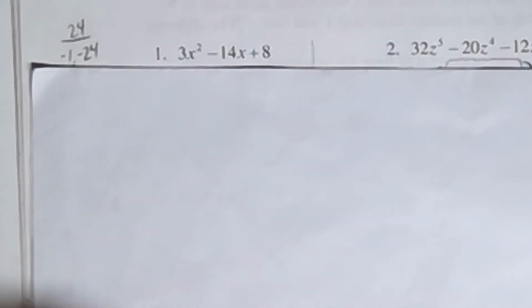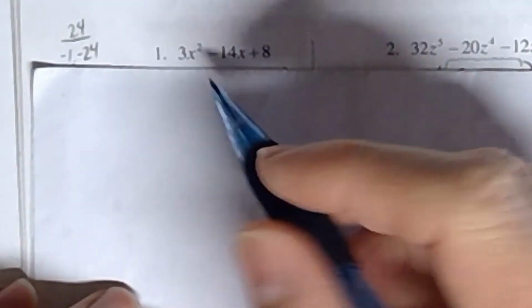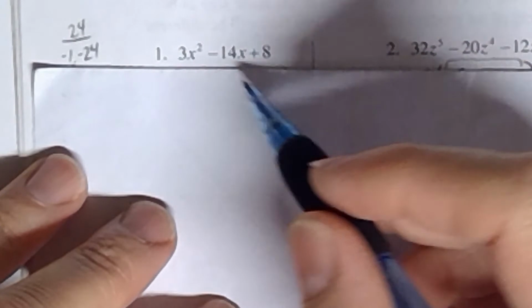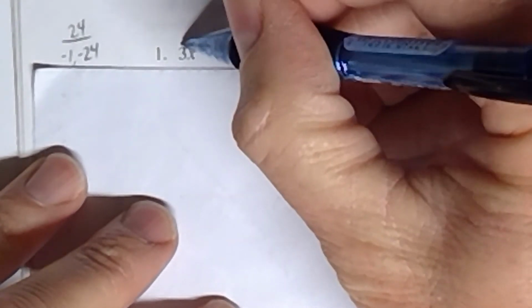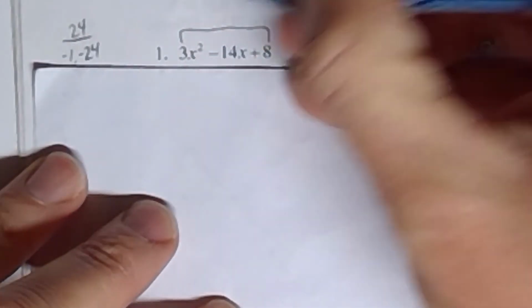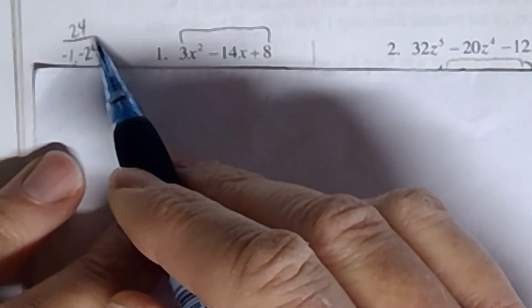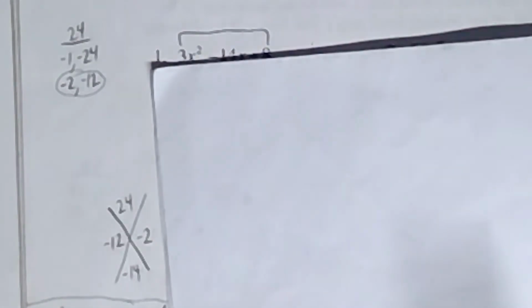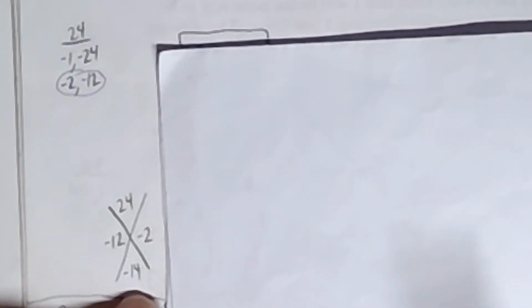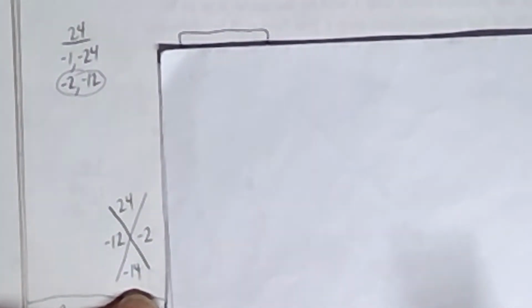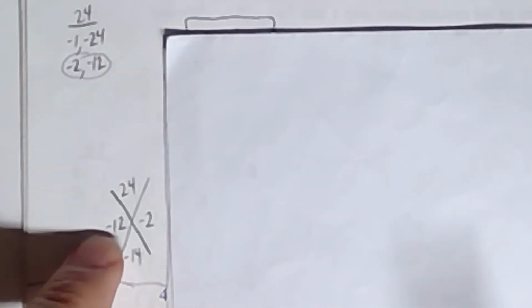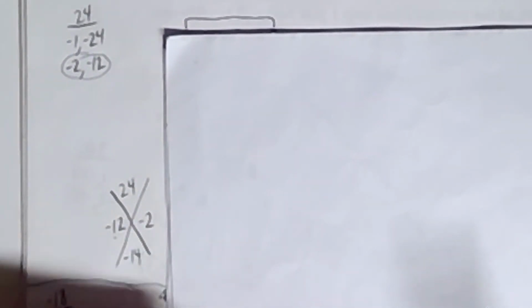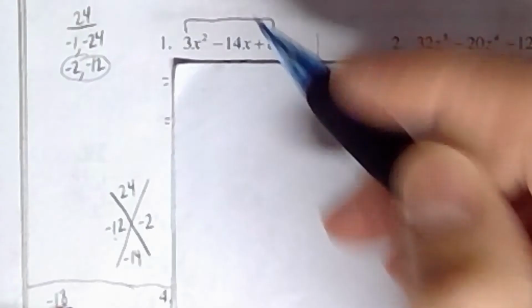In number 1 here, again, the GCF is equal to 1, so we skip that step. We then do 3 times 8 is equal to 24, as you can see listed over here. So then I list out the factors of 24 until I find a pair that add up to negative 14, as you can see down here. And sure enough, negative 12 and negative 2 will do the job, okay? They're the ones that add up.